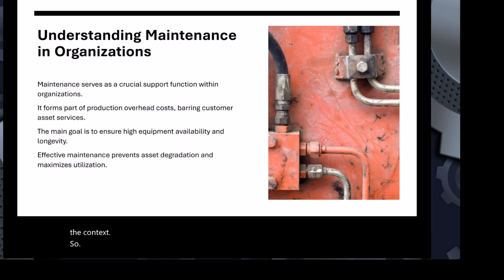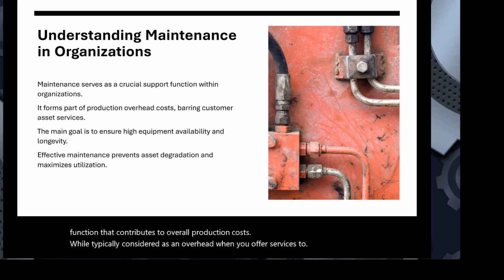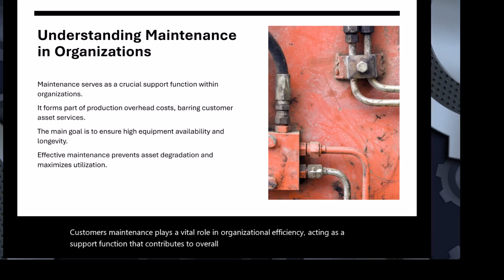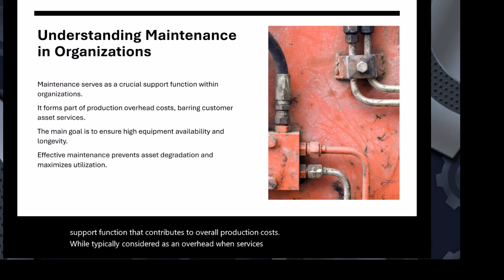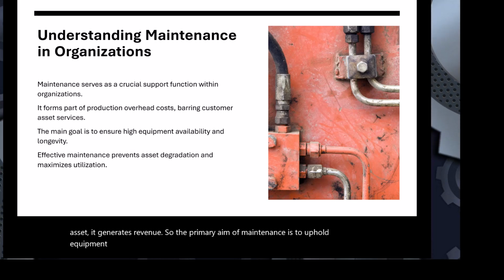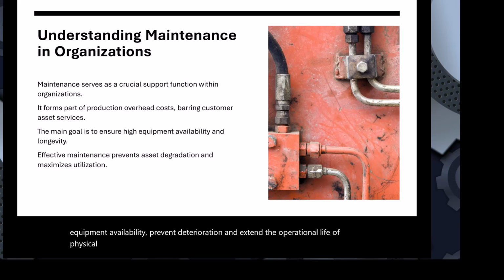Let us now look at maintenance in the context of an organization. Maintenance plays a vital role in organizational efficiency, acting as a support function that contributes to overall production costs. While typically considered as an overhead, when services are rendered on a customer's asset, it generates revenue. So the primary aim of maintenance is to uphold equipment availability, prevent deterioration, and extend the operational life of physical assets, and thereby enhancing productivity.